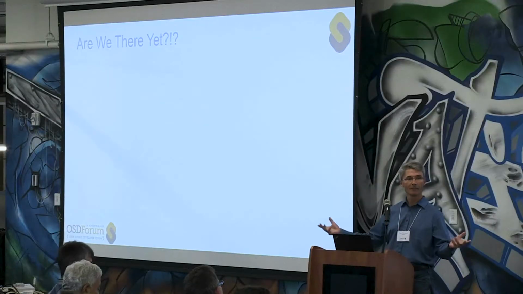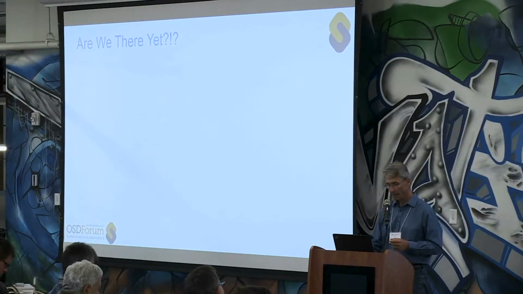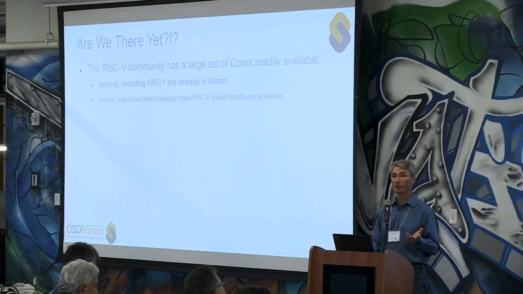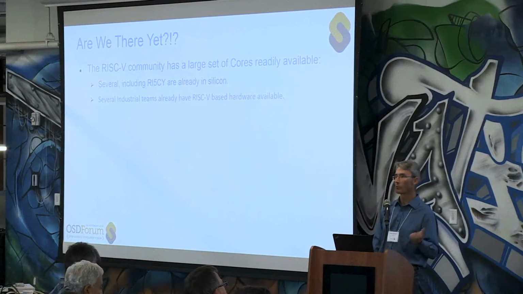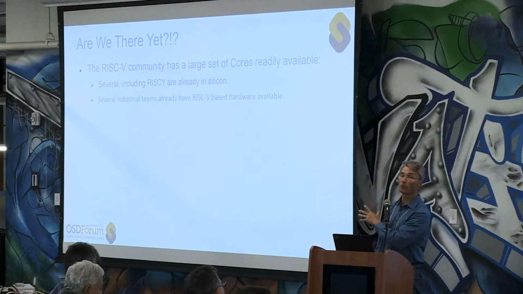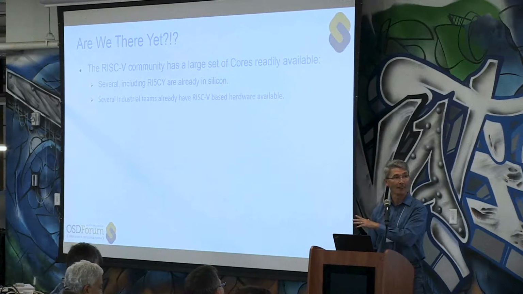Okay, so are we there yet? Do we have something that satisfies all of that? The RISC-V community already has a large set of cores available. Rick showed what is probably an incomplete list, but it was a large list of cores that are available. You've each got on your desk hardware instances of a RISC-V core, right? So we must be done, right? We've already got a bunch of cores in silicon, and several industrial users have their own implementation of RISC-V core ready to go. So we must be done, right?